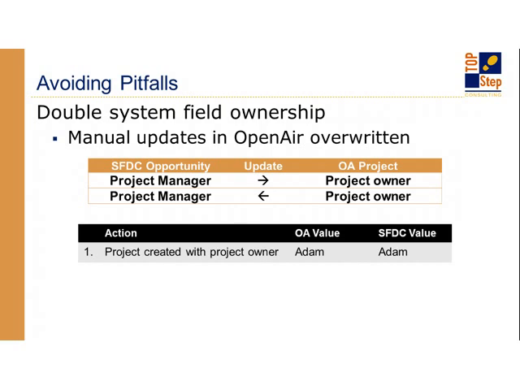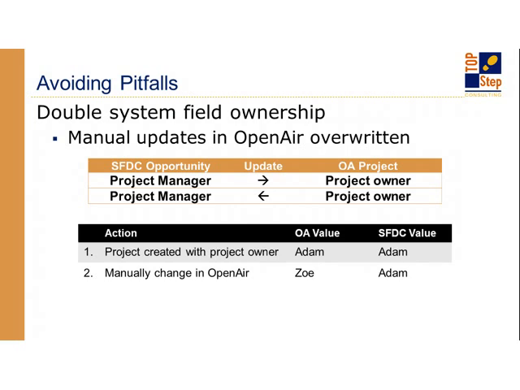So step one, we create a project with the project owner we'll call Adam. In OpenAir, it's Adam. In Salesforce, it's Adam. Step two, now in OpenAir, we're going to change the owner from Adam to Zoe. But in Salesforce, the integration hasn't run yet. We've just updated it in OpenAir, so Salesforce still shows it as Adam.